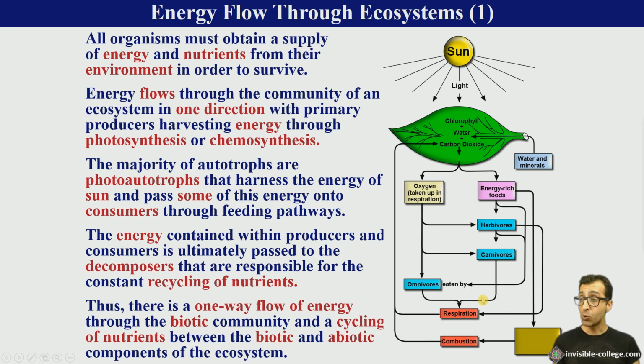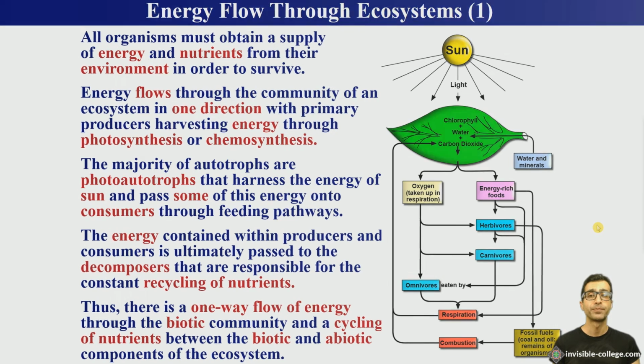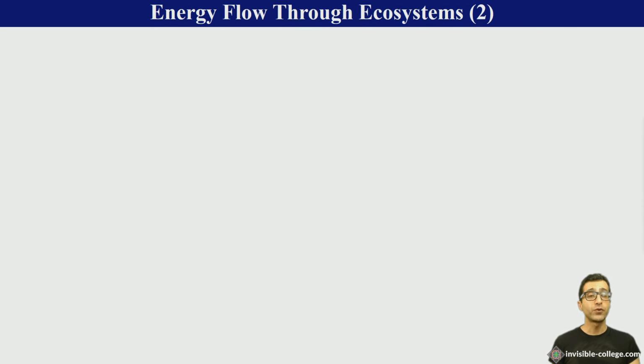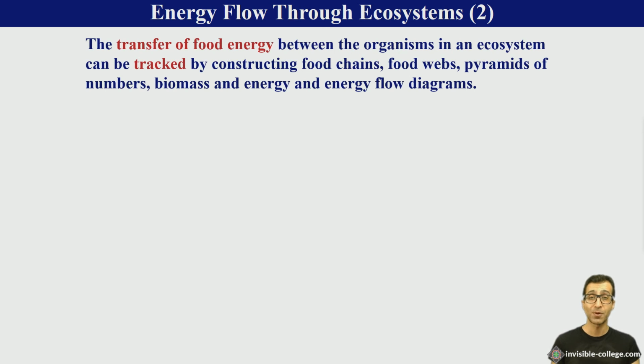Now, there are also processes involved in the ecosystem, such as combustion, which along with respiration will re-release the carbon dioxide back into the atmosphere, but also the production of fossil fuels, coal and oil, from the slow decomposition and chemical change of the remains of organisms is also an important feature of this cycle of energy in the ecosystem. So the transfer of food energy between the organisms in the ecosystem, we can track this by constructing food chains, food webs, pyramids of numbers, pyramids of biomass, pyramids of energy, and energy flow diagrams.